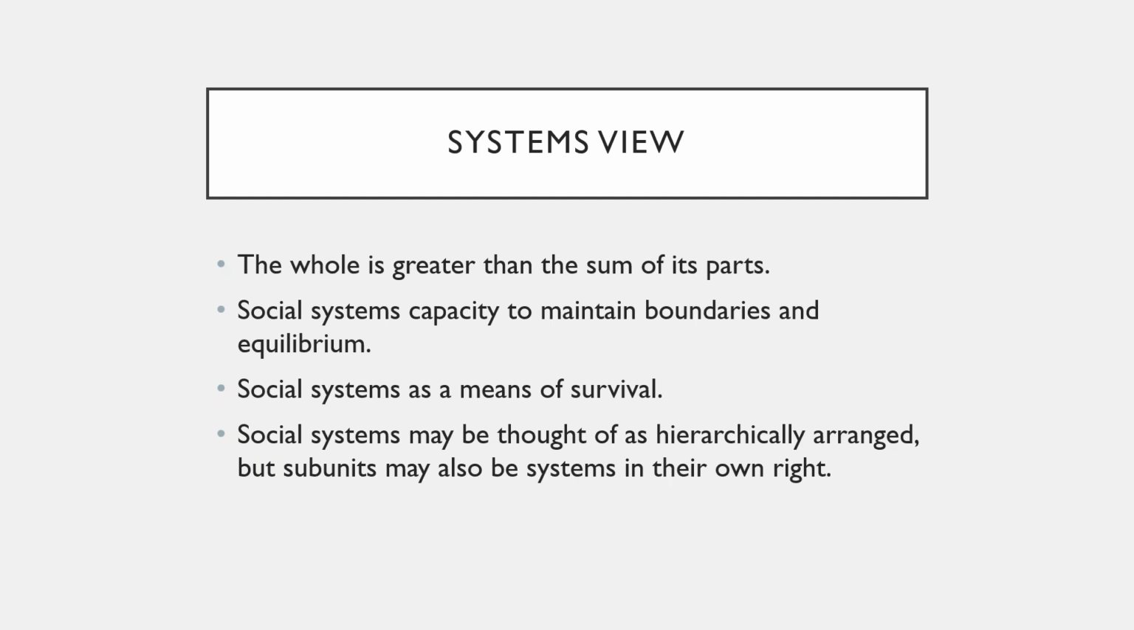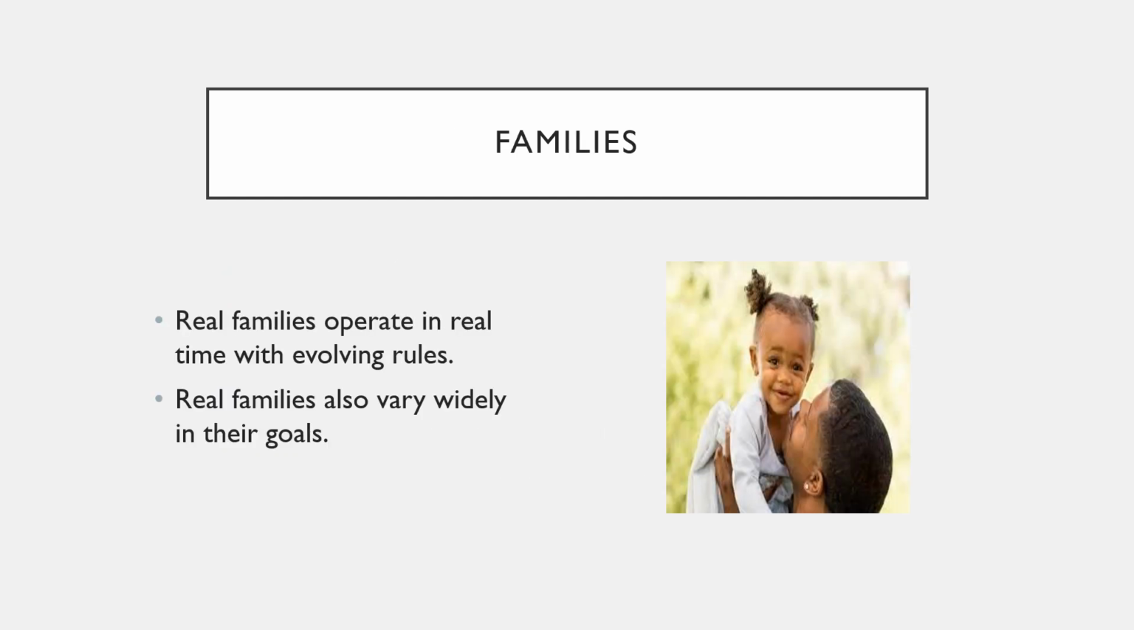And some of the social systems that we see may be thought of as hierarchically arranged, but within this, there are also subunits that can also be systems in their own right. And so it's this view that social systems must interact with one another in order to survive.